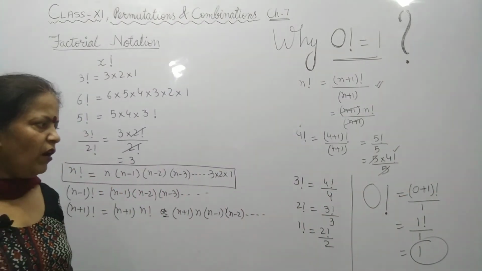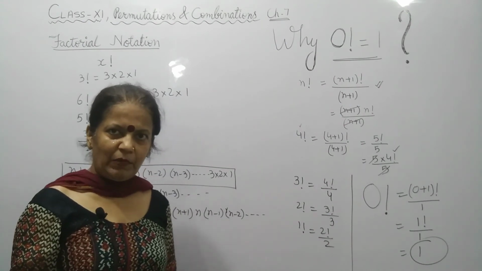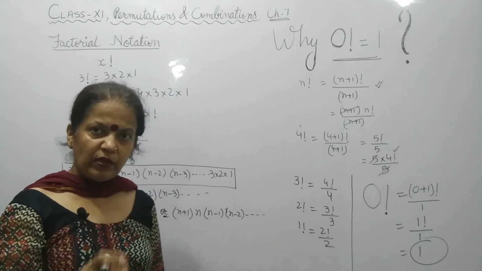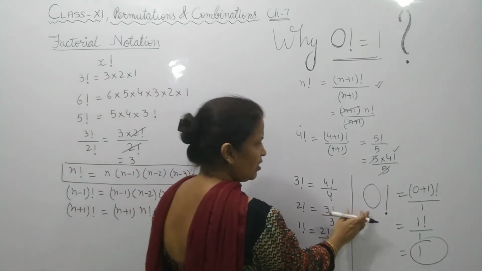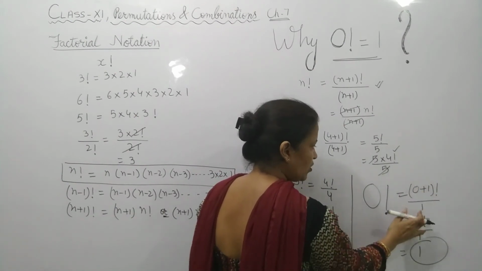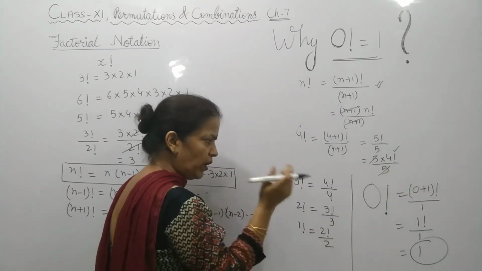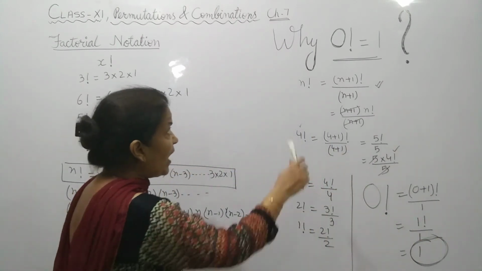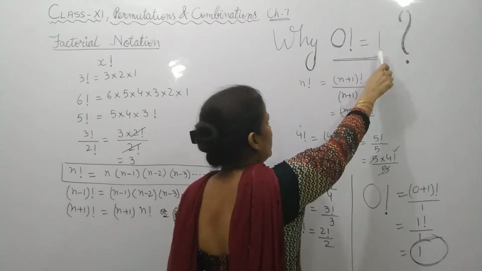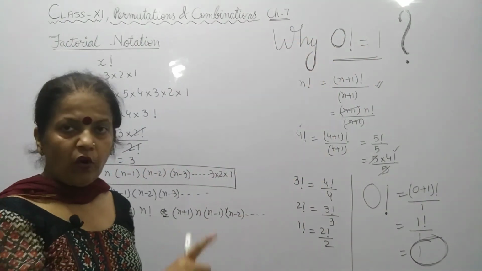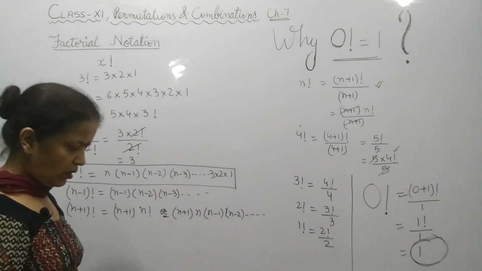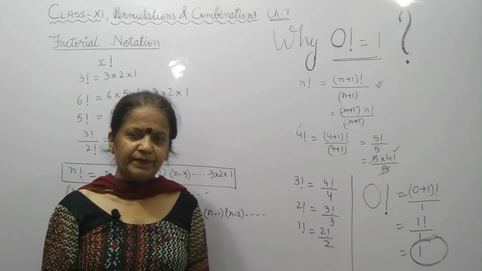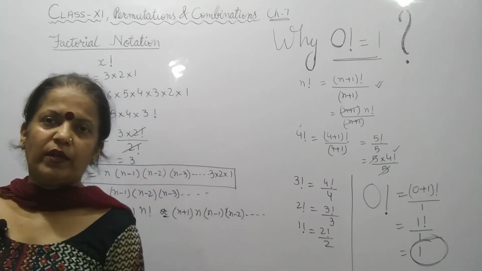Because 1 factorial or 1 has the same meaning. You can't go further because you have to take it up to natural numbers. So 0 factorial is 0 plus 1, 1 factorial upon 1, according to the concept which we have taken. So 1 factorial upon 1 is 1. That's why 0 factorial equals 1. I hope you have understood this part, why 0 factorial equals 1. That's all for today. Thank you and have a nice day.